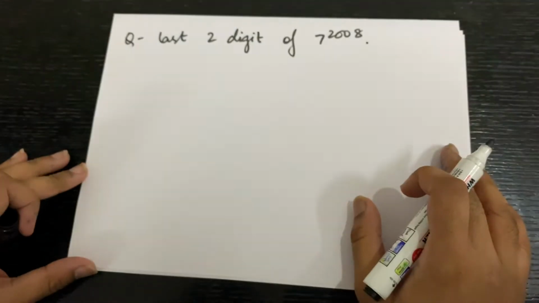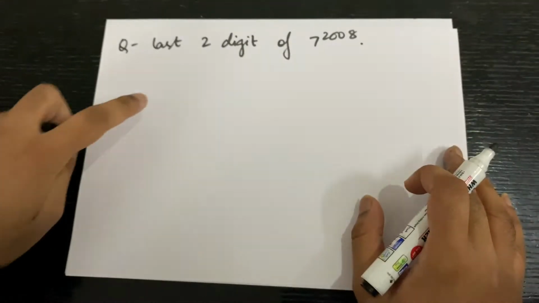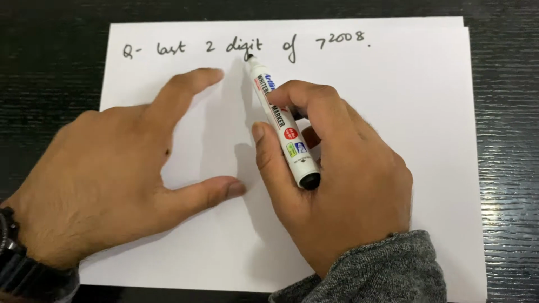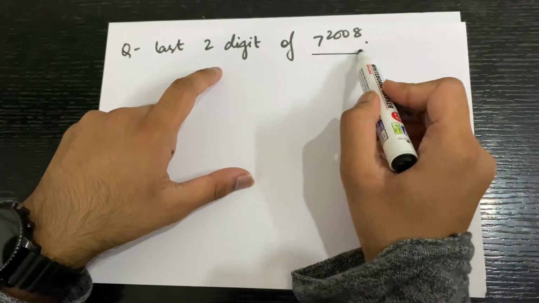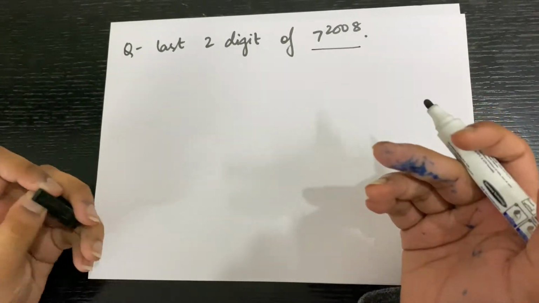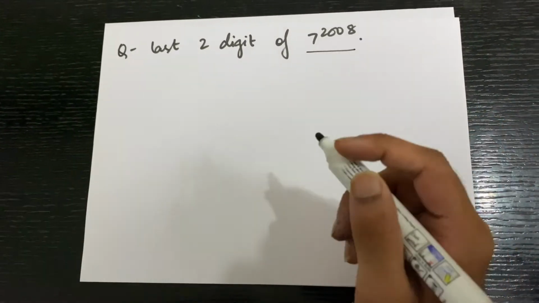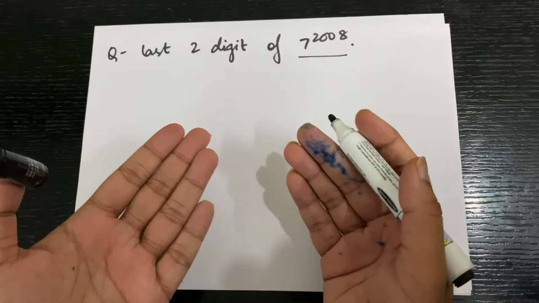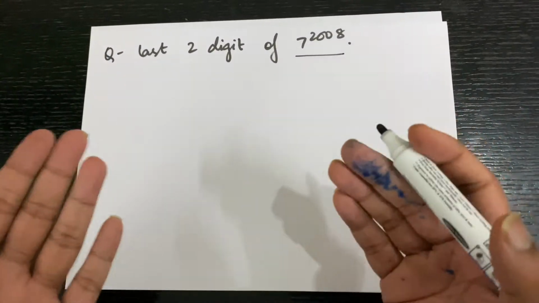Gonna solve CAT 2018 question. So the question is, find the last two digits of this number, 7 to the power 2008. Now on the surface you'll think this is a very hard question. If you have never seen a question like this, you'll think that we will have to somehow compute the whole number or something.